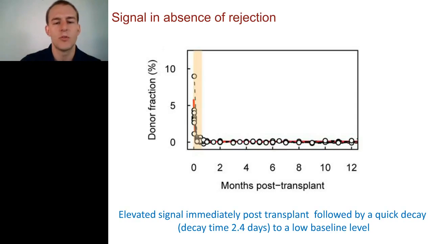And this is likely due to some damage related to surgery, or some loosely associated donor cells that are releasing into the blood. But then very quickly, the signal drops to a very low background level. And essentially, for recipients that do not reject, we do not measure any donor DNA.